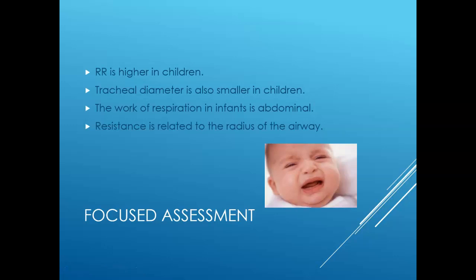So it is important to remember that in children there are differences with the respiratory system. The respiratory rate is typically higher in children. The tracheal diameter is also smaller in children. The work of respirations in infants is typically abdominal. And there is a resistance, and it's related to the radius of the airway. It's much smaller. Something that is of interest is that a newborn will have about 20 million alveoli, where an adult will have more than 300 million alveoli in their lungs. So that's just to identify the differences in pediatrics as compared to the adult.